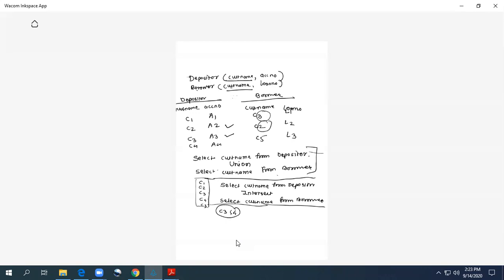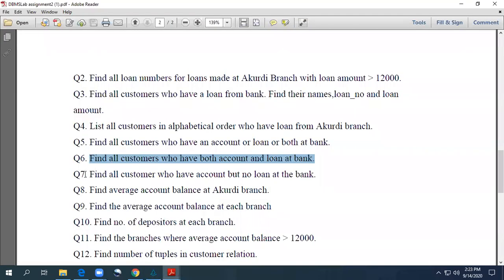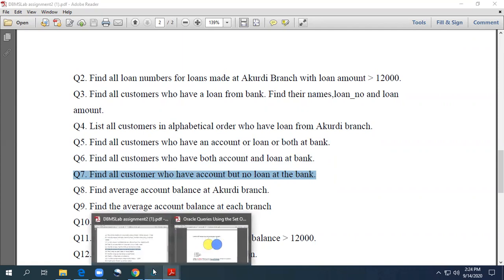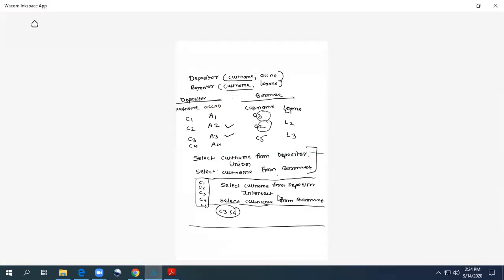Now, one more query that we can solve here in the problem statement using set operators: find all customers who have an account but no loan at the bank. So I want to display only the customers who are having an account, meaning a saving account, but no loan account, right? So what will be the solution of this query?